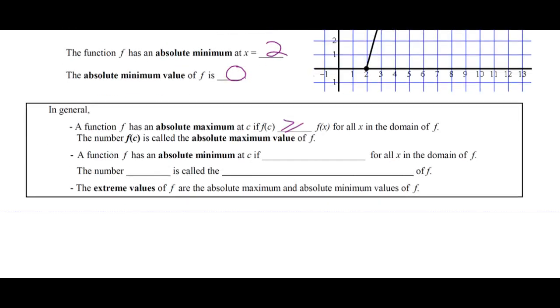A function f has an absolute minimum at c if f of c is less than or equal to f of x for all x in the domain of f. The number f of c is called the absolute minimum value of f. The extreme values of f are the absolute maximum and absolute minimum values of f. Okay?